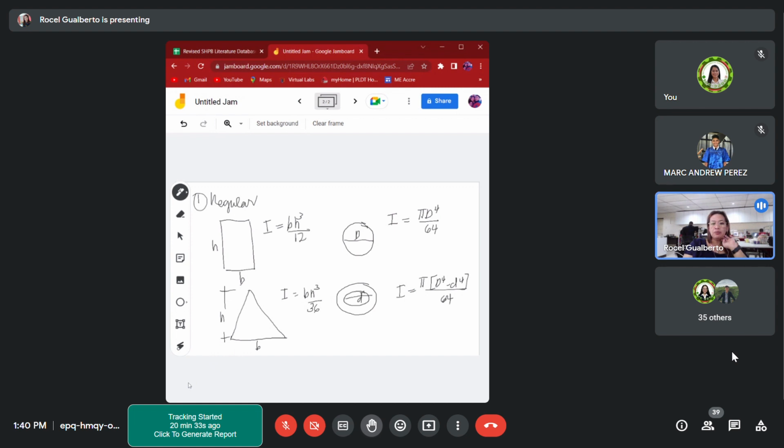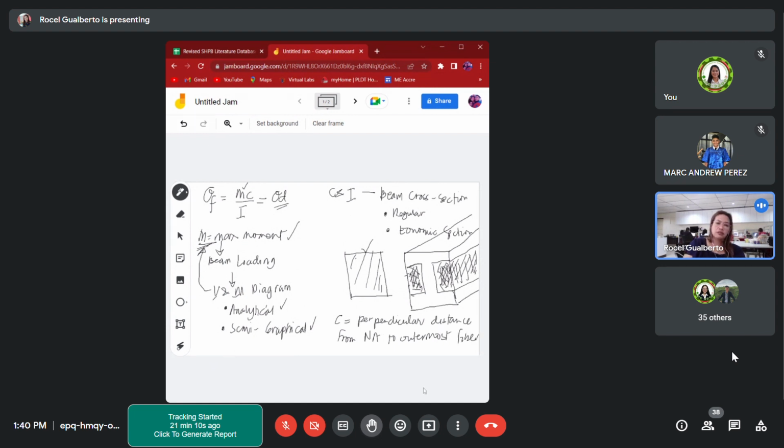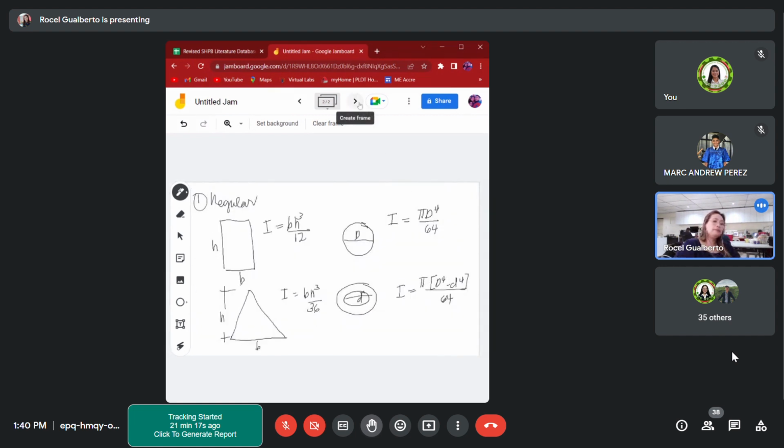Next is to find the value of C. Di ba, we said earlier, flexural stress is MC over I. So that is the I, and now we look for the value of C. When we say value of C, this is the perpendicular distance from your neutral axis to the outermost fiber. So we will find that again for these cross-sections. Let us find the value of C when it is rectangular.